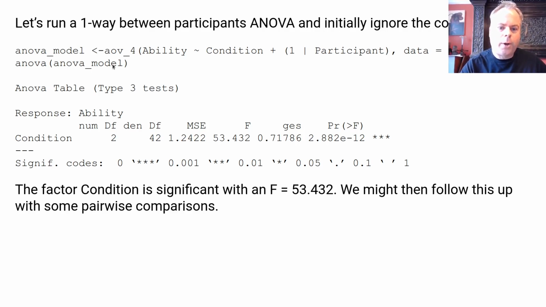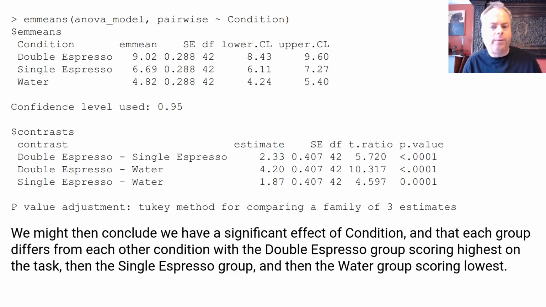So this is no different to what we did in the second video in the previous workshop. And then we can ask for an output of that model, and we see that according to this model, we've got a significant F value, a minuscule P value. So on the basis of this, we might then follow the model up with some pairwise comparisons. And that would seem like a reasonable thing to do.